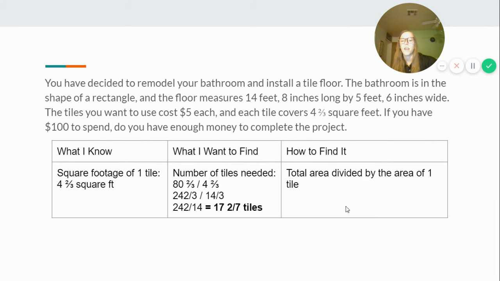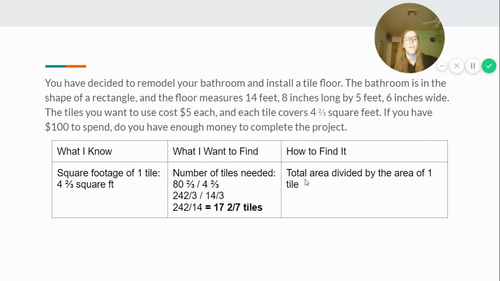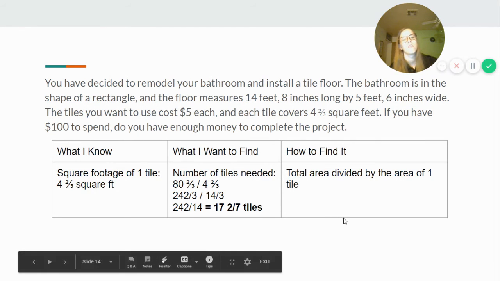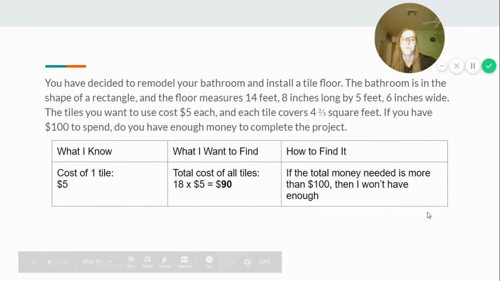So now we need to find the number of tiles. Each tile is 4 2/3 square feet, and we know 80 2/3 is the total square footage. So we take 80 2/3 divided by 4 2/3, 242 over 3 divided by 14 over 3, which gives us 242 over 14, and then 17 2/7 tiles. We can't use 2/7 of a tile, so we'll have to get 18 tiles. 18 times 5 gives us 90, so we do have enough money to retile the bathroom floor.